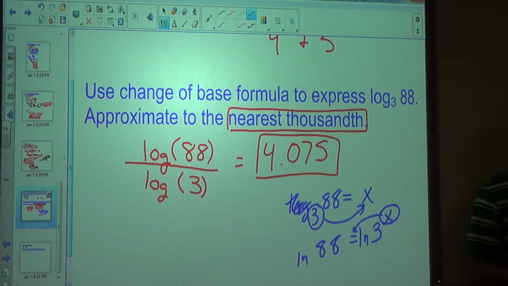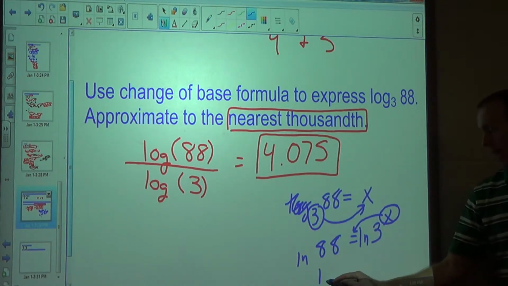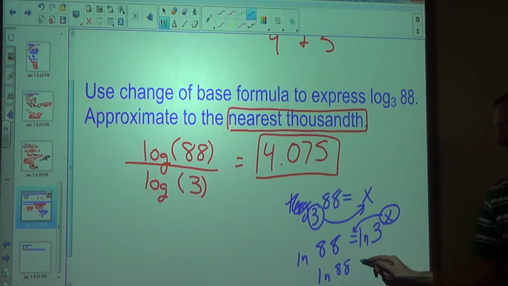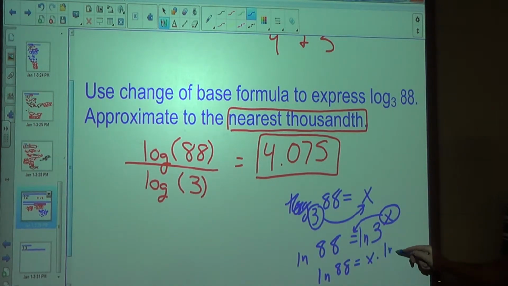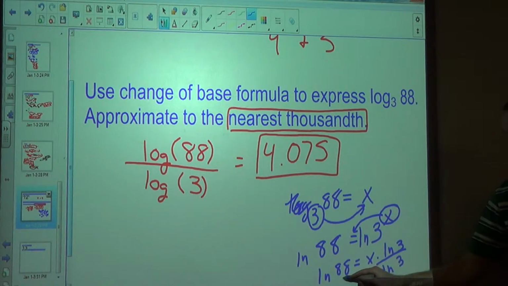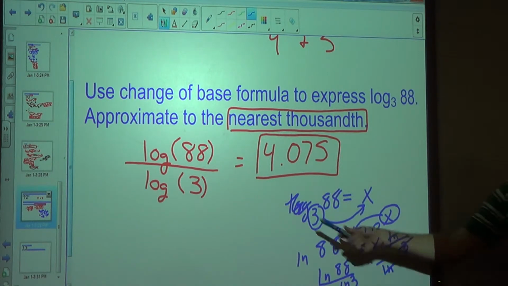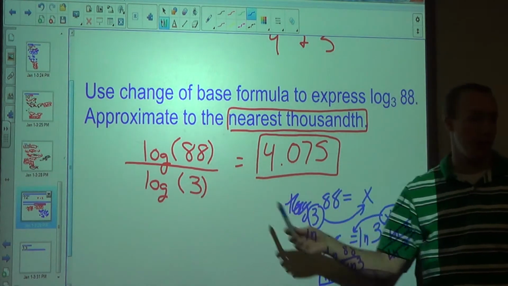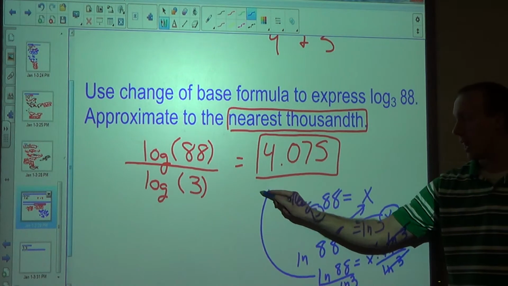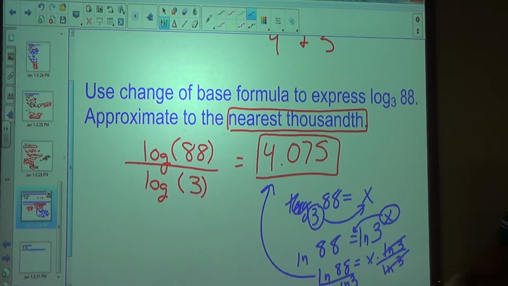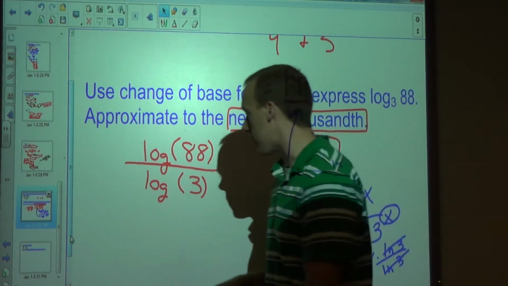Bring it out in front, and I get ln of 88 equals x times ln of 3. And then how do I solve that? Divide by ln of 3. And isn't ln of 88 over ln of 3 the same as log of 88 over log of 3? So you see how that got me back there. This is a longer way of doing it, but if you know how to solve it when the x is the exponent, that'd be a way of getting to your answer.